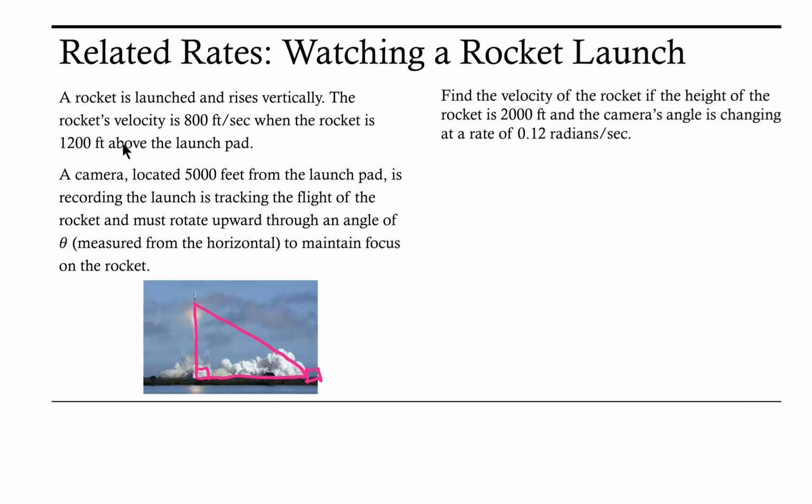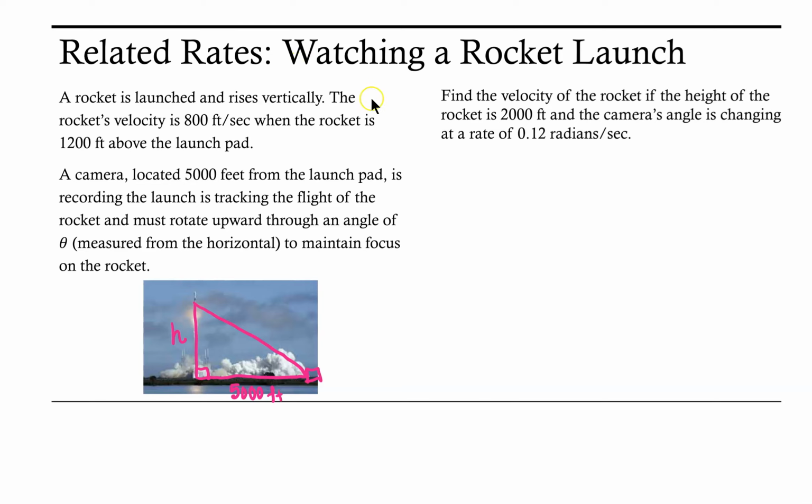And we know that this is a constant 5,000 feet, but we know that the rocket is rising. So this height or altitude of the triangle and of the rocket is something that's changing over time. It's not a constant value. So we had labeled that as h.